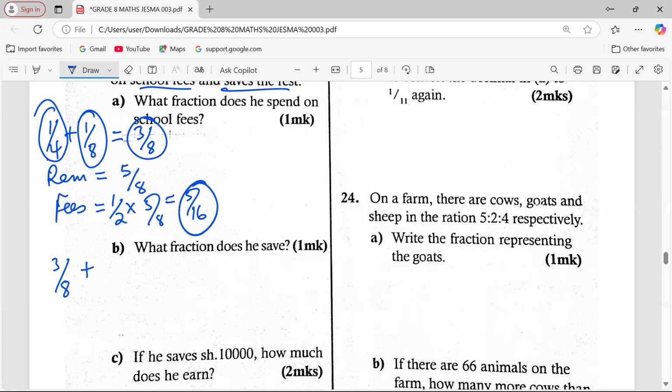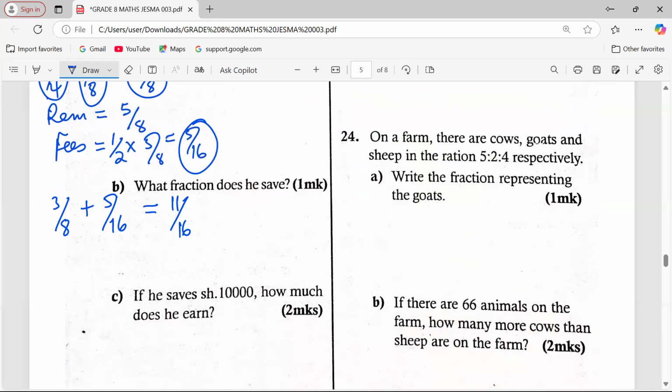Then fees is taking 5 over 16. So when we combine that, let me get that addition, we shall get 11 over 16.